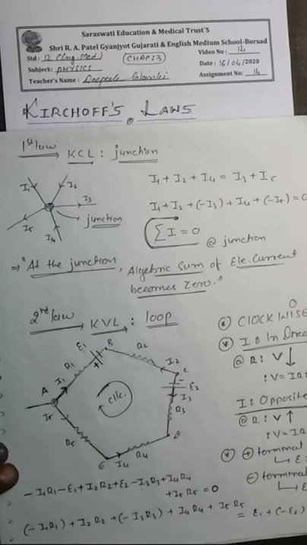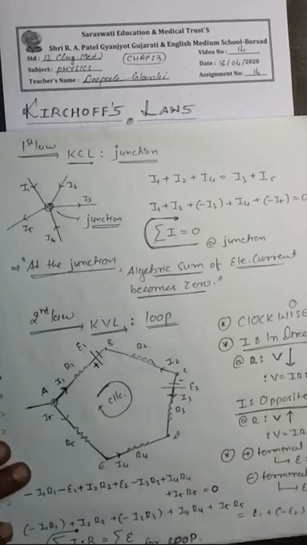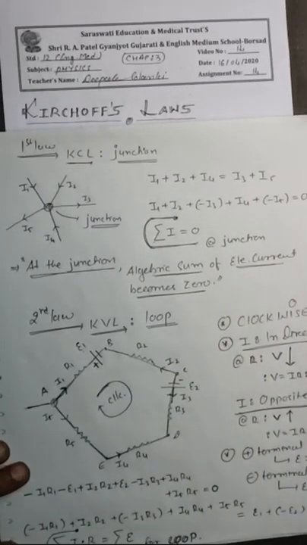Now what is this? It is the algebraic sum of IR. So you can say that the algebraic sum of the products of the electric current passing through each resistor and its resistance is equal to the algebraic sum of the EMF E. Okay, so this is the mathematical expression of Kirchhoff's second law, and this is for a loop only. As the first law was for a junction, in the same way the second law is for a loop.